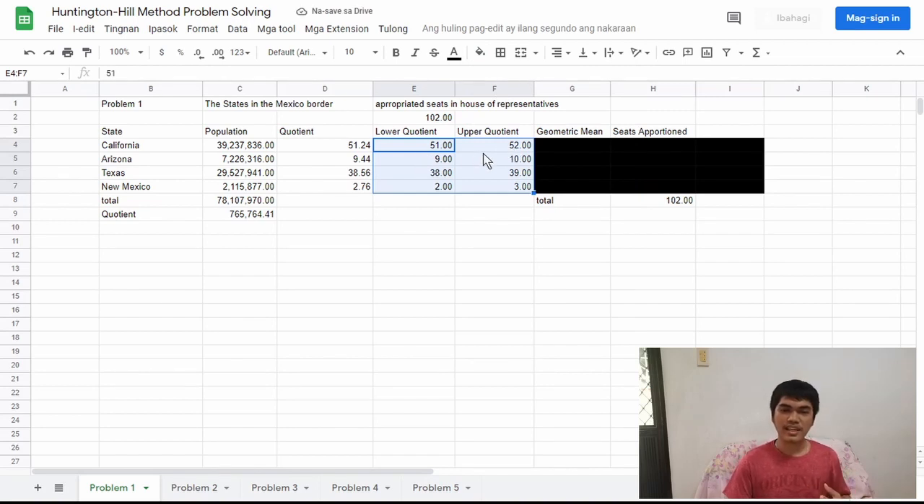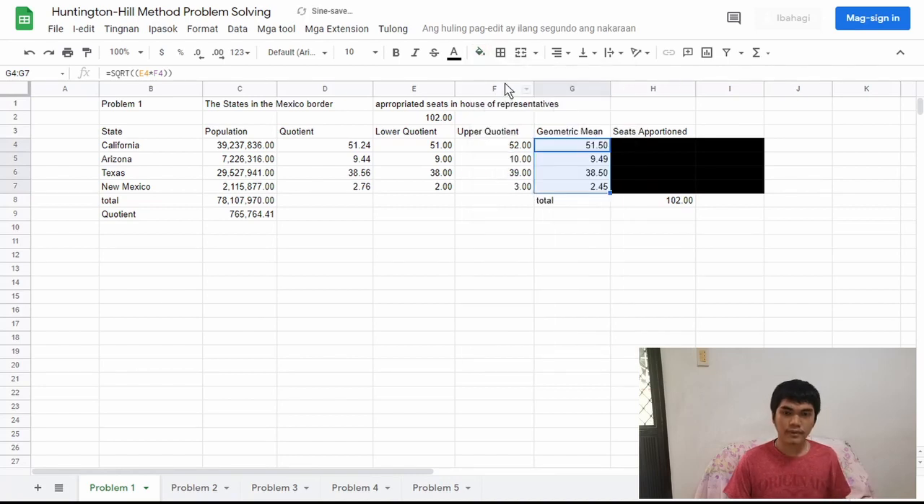So upon seeing these two quotients, the lower quotient and the upper quotient, you can compute the geometric mean. The formula, as I said, is the square root of lower quotient times upper quotient, then you will get your geometric mean. Then as you can see here, you have your geometric mean.